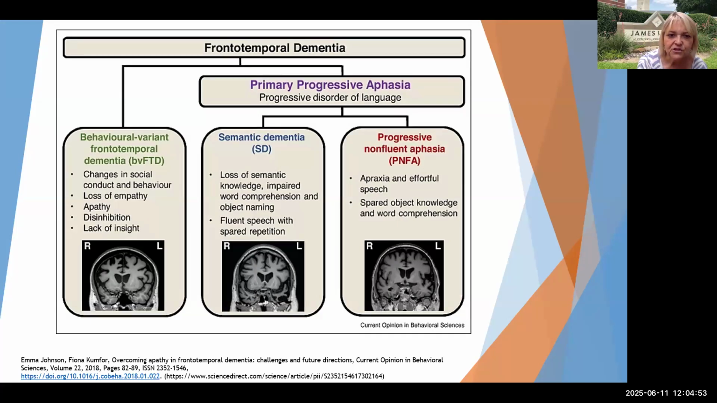Now, here's that semantic dementia, the one we were just talking about. That loss of semantic knowledge, being able to put the word with the picture, the impaired word comprehension and object naming, but they're speaking fluently. Look at what that brain looks like. There's a difference there. And then there's the progressive non-fluent aphasia. Apraxia and effortful speech, spared object knowledge and word comprehension. And you can see how the brains differ with those scans.